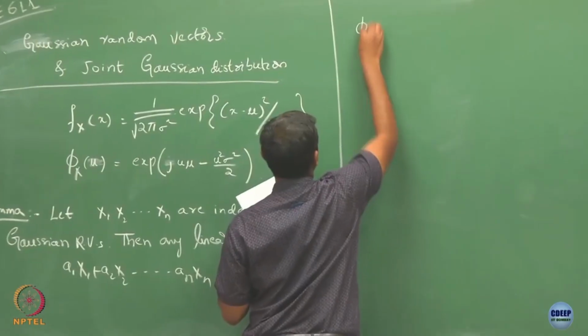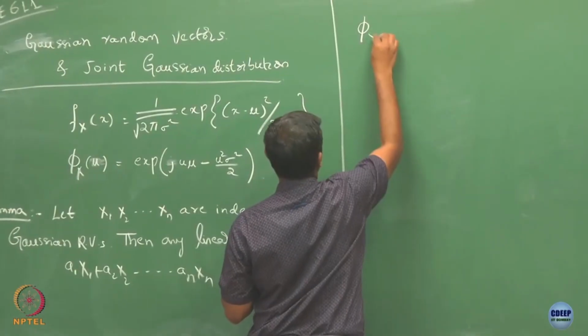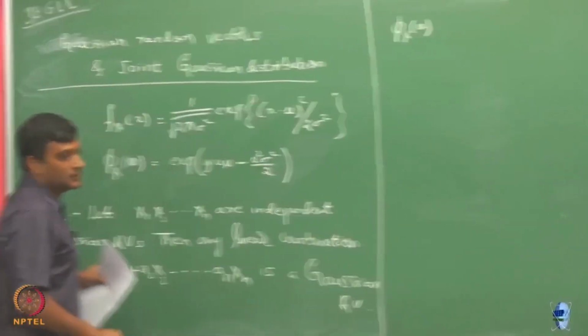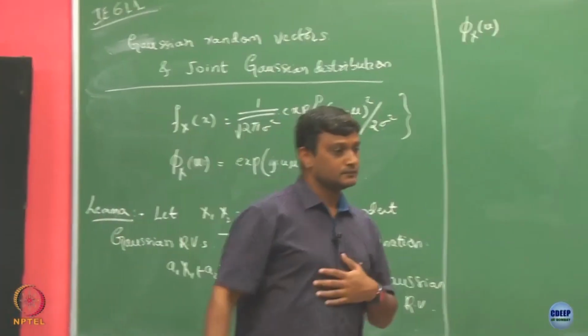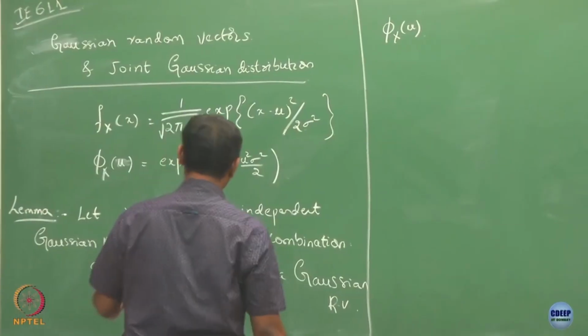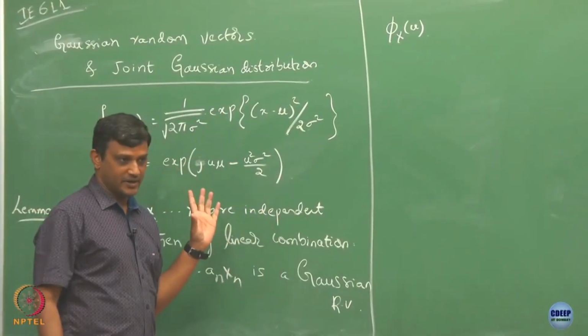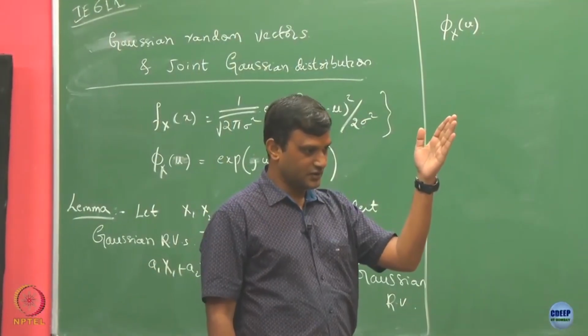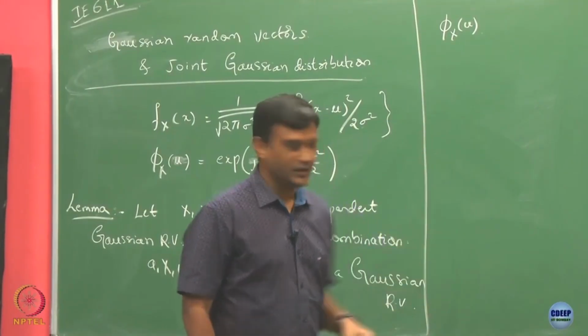Suppose x1, x2, up to xn. Can we say that these are identical? No, I am not saying that. I am just saying that they are independent. But since they are all Gaussian, they could be Gaussian with different mean and variance, right? For a given mean and variance, it is going to define a different Gaussian distribution. They are parameters.